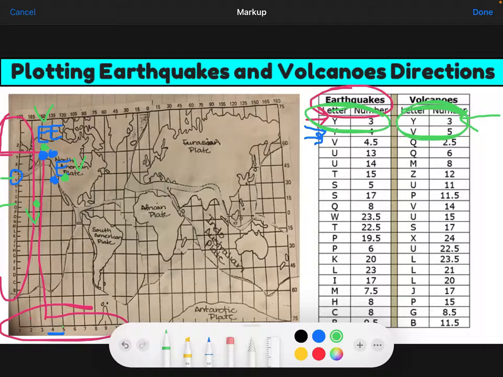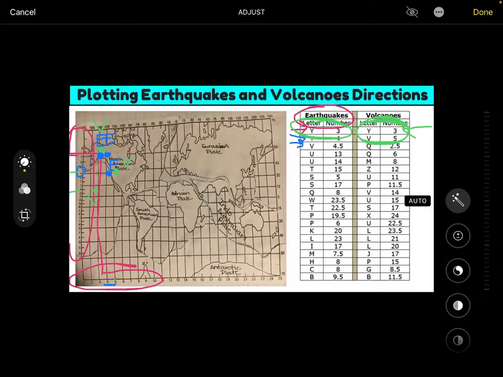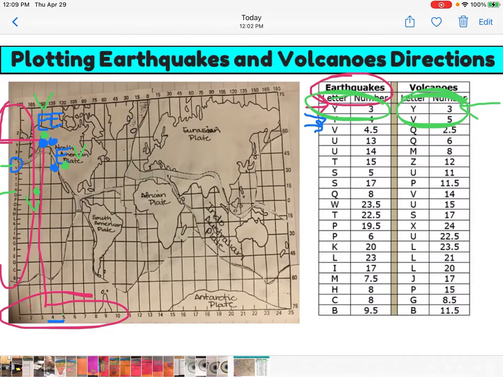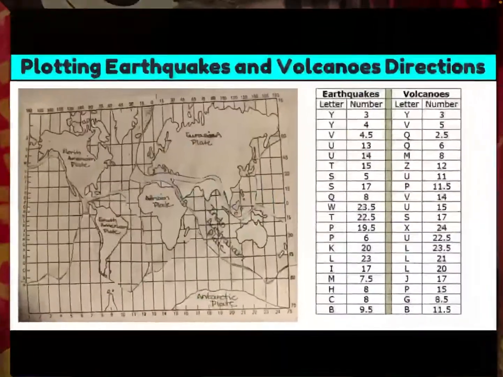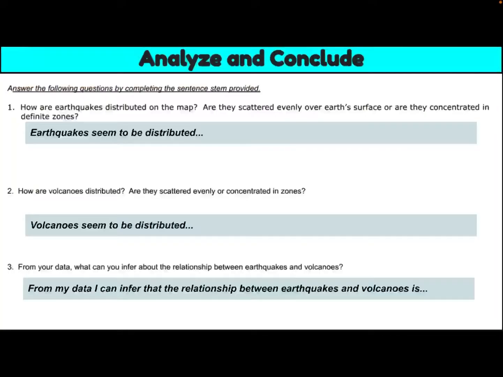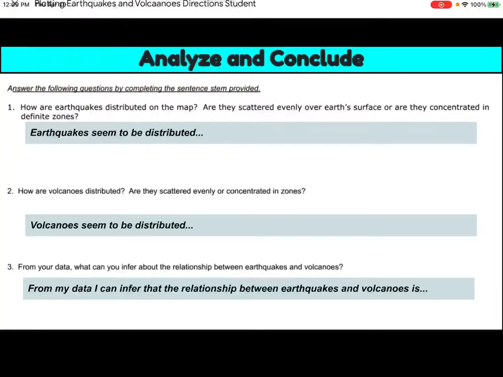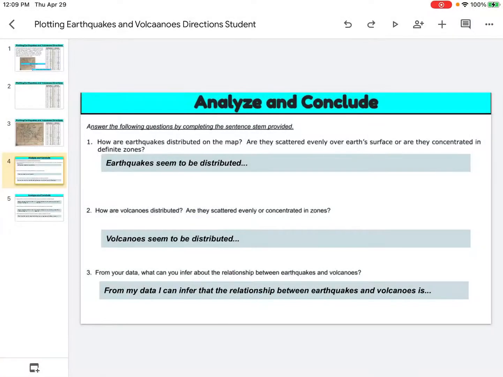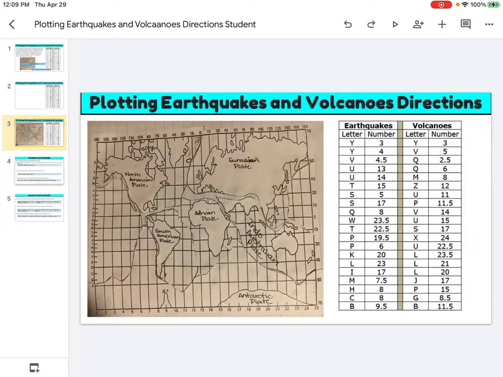All right, so you're just going to keep doing that until you've done all the earthquakes and all the volcanoes. And then you're going to click Done. And click Done again. Then we're going to click out of our pictures and go back to our slides. I'm going to get out of the present mode and go back to that slide.